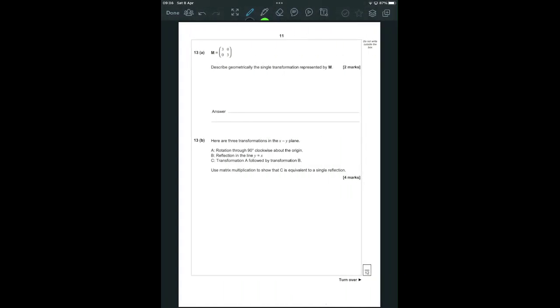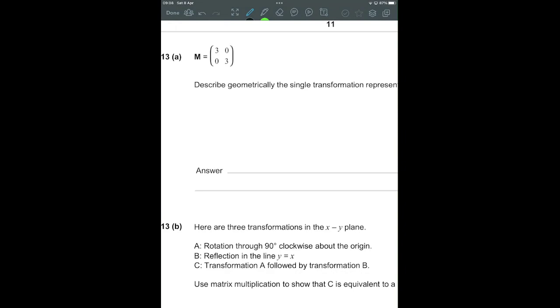Question 13. A matrix question to describe geometrically the single transformation which does that. Now you can either recognise or you can think about the unit square. I recognise this, but let's think about the square anyway. They've given us a bit of space. So our unit square is between 0, 1 and 1, 0.